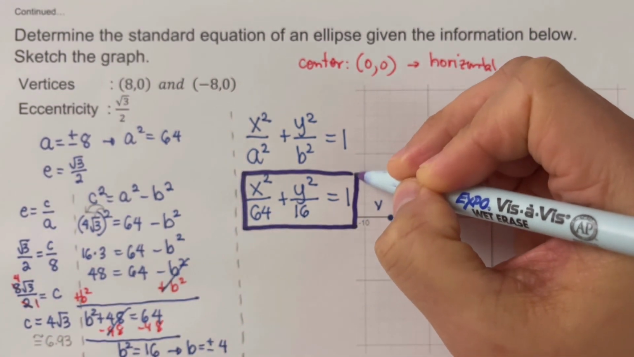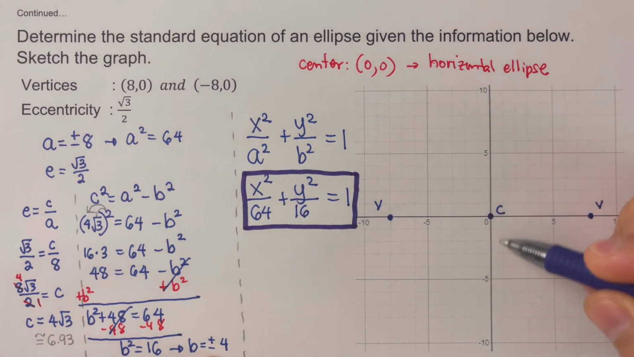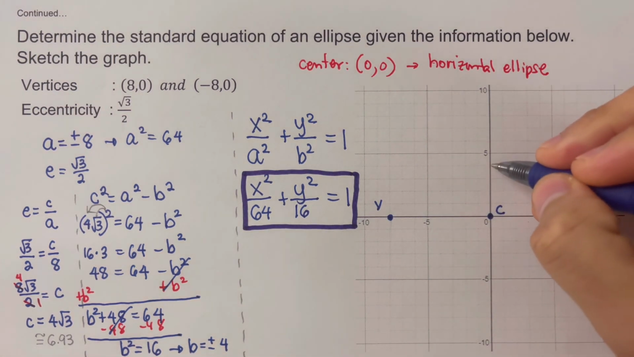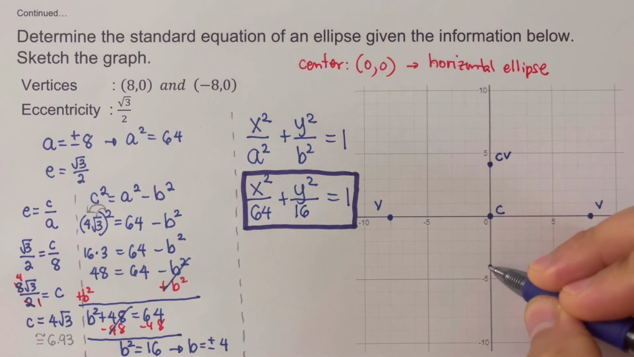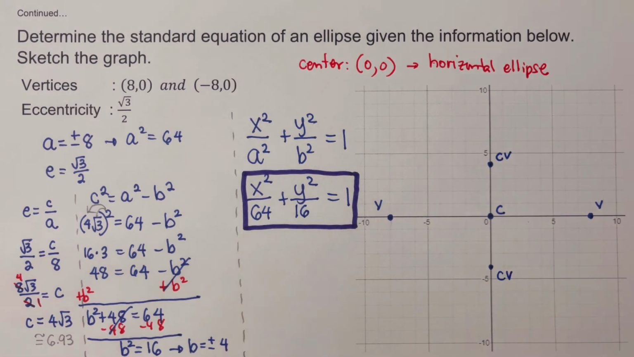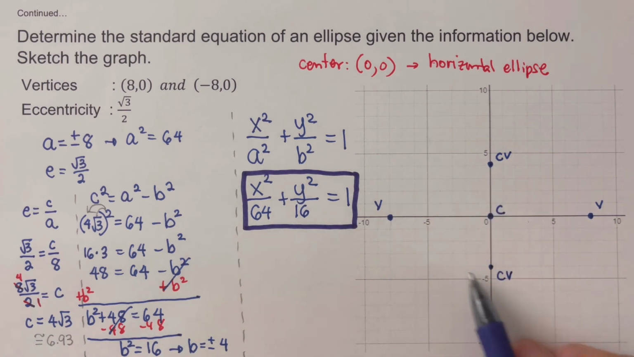Now we remember that our b here is plus or minus 4 because the square root of 16 is 4. Remember that the b is the distance from the center to the co-vertex. So I go up 4, down 4. So this is where the first co-vertex is going to sit. And then the other co-vertex will be down here. So I'm going to label that as co-vertex. So these are the 4 points that are important in order that we can draw the ellipse.